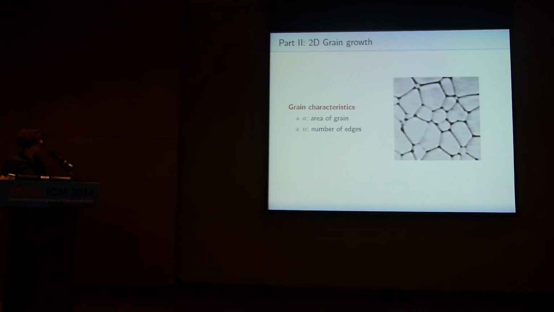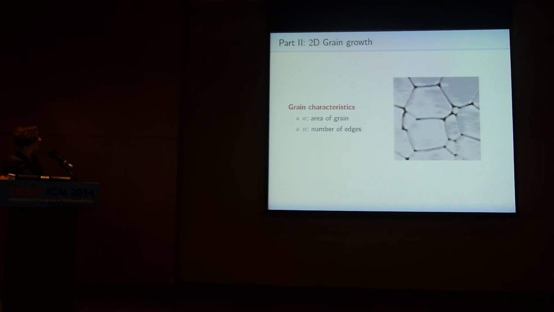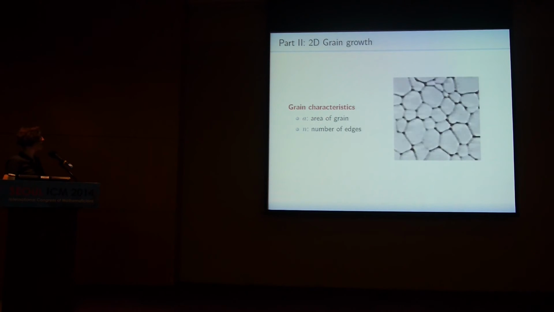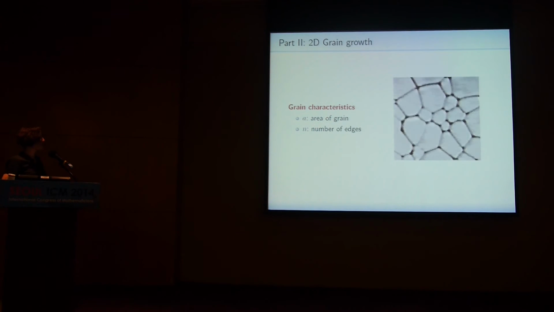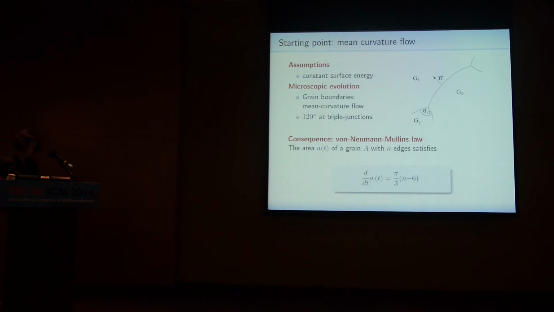Now, remember in Ostwald ripening we derived, to leading order, an ODE for the radius. Now we have to say something here. How does the area of the grain develop in time, and what happens to the number of neighbors? The starting point here is the following model. It's basically the mean curvature flow.